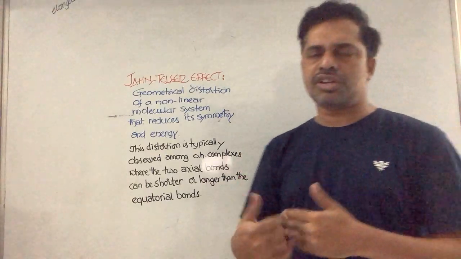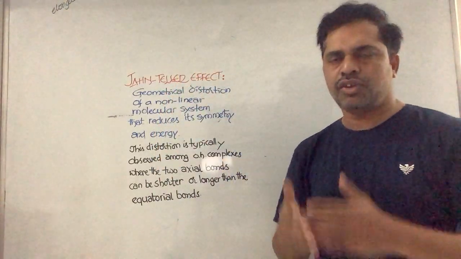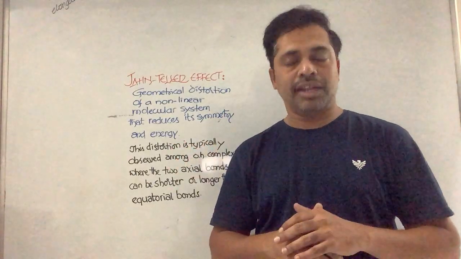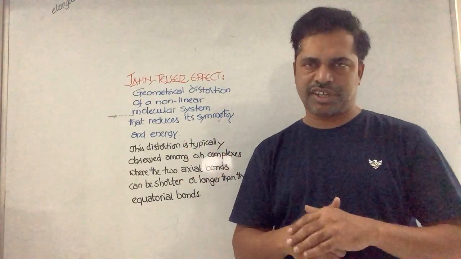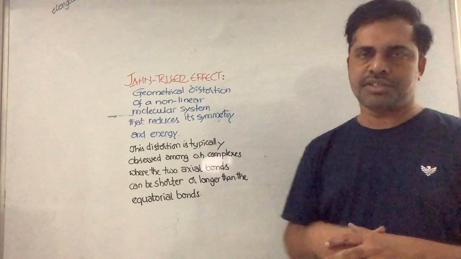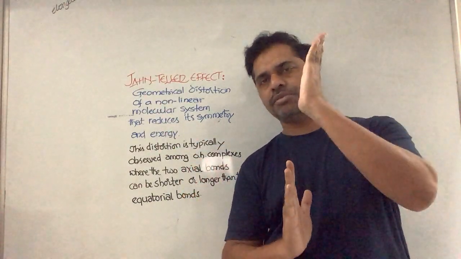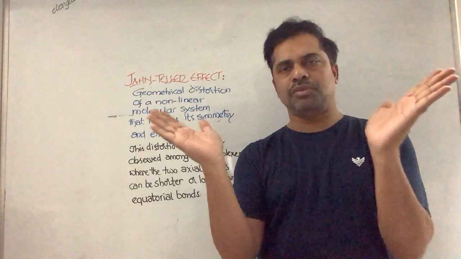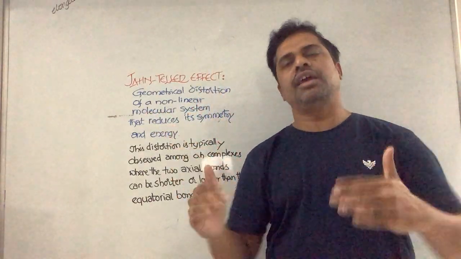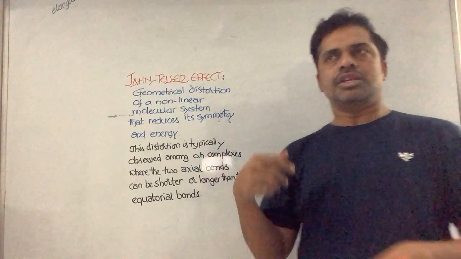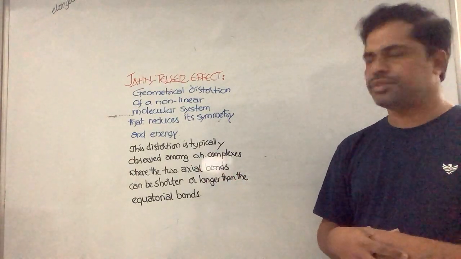So there will be distortions in these axial bonds or in these equatorial bonds. Actually, all these bond lengths must be the same if it is a perfect octahedral structure, meaning the axial bond lengths and equatorial bond lengths must be the same. But sometimes the axial lengths will be more, sometimes the axial lengths are smaller, which means the equatorial lengths are going to be longer.